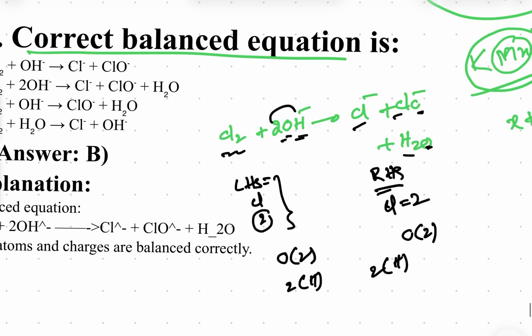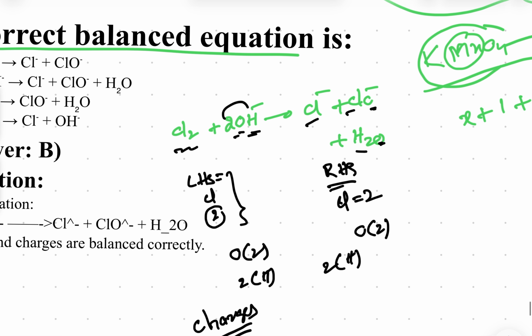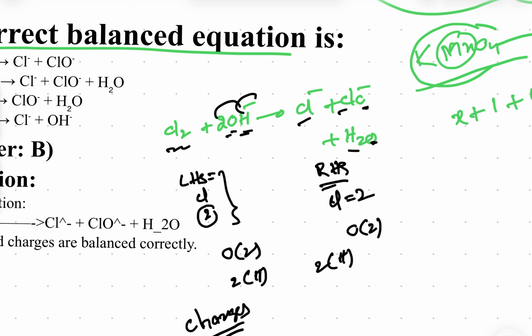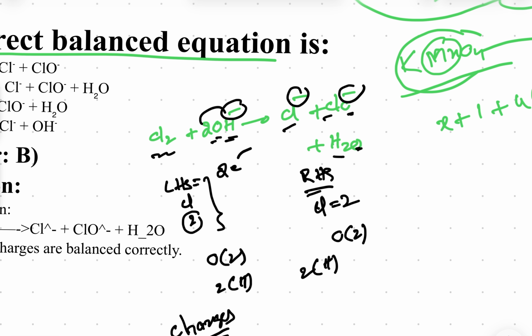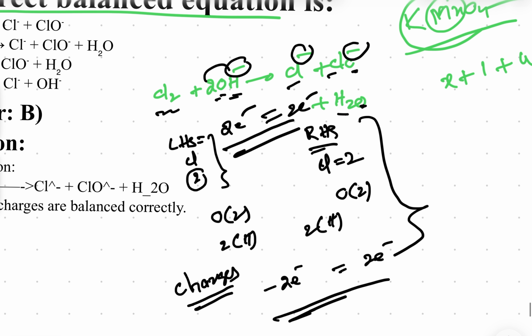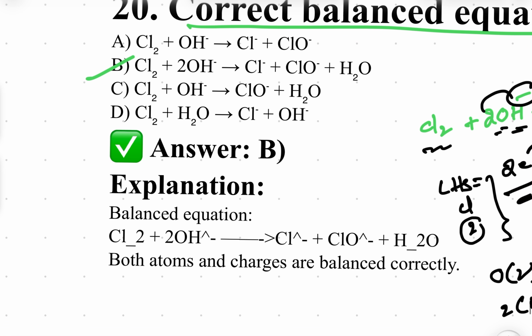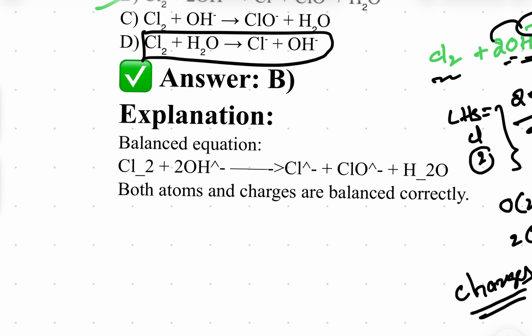Very good. After observing all the elements, now we can check the charges also. That is very important, friends. What are the charges? 2 OH minus means two negative charges on the left. Here one negative charge, here one negative charge, so on the right also two negative charges. Therefore the charges are balanced and everything is balanced. Now we can take another example to understand whether it is balanced or not.